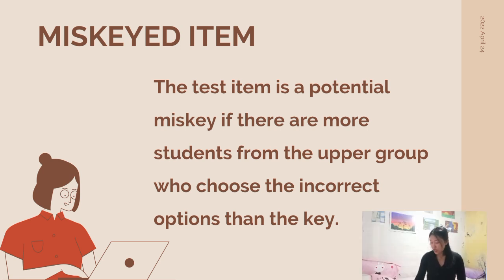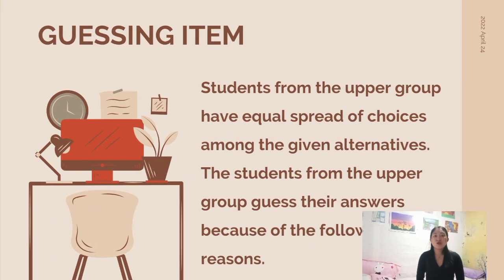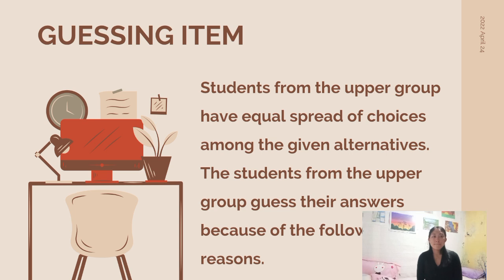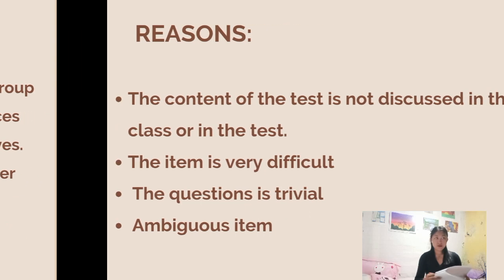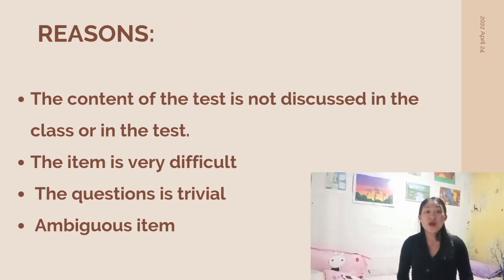So, let's proceed to guessing items. Students from the upper group have an equal spread of choices among the given alternatives. The students from the upper group guess their answer because of the following reasons. So there's a lot of reasons. Here are the reasons.